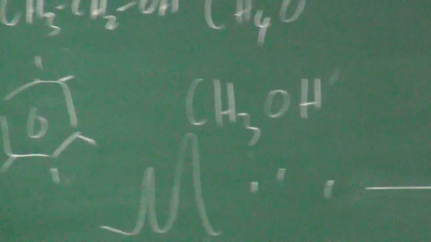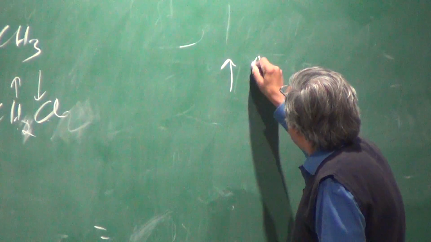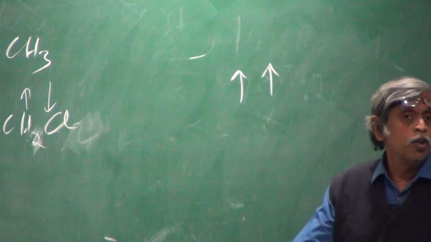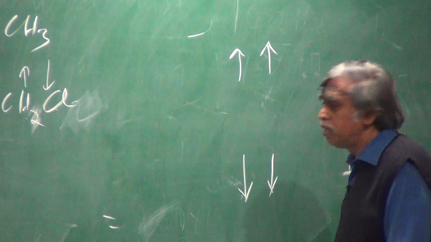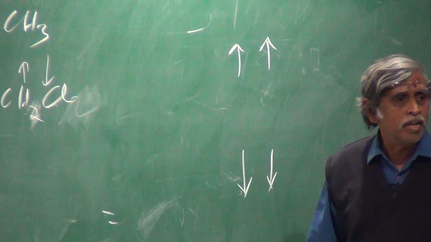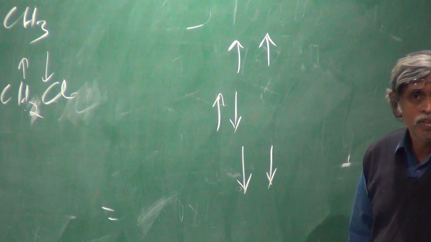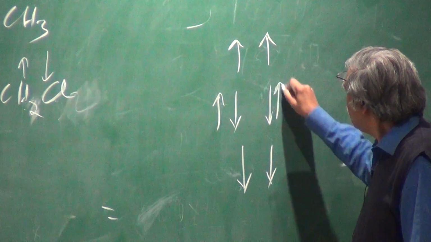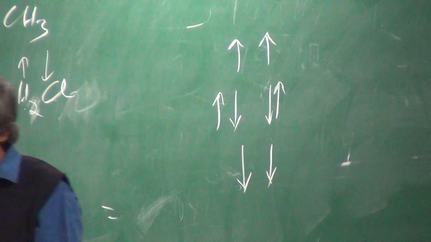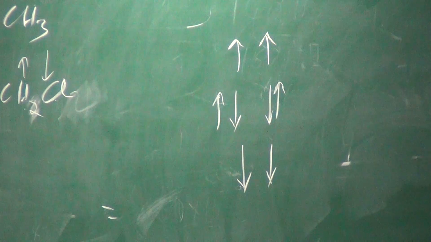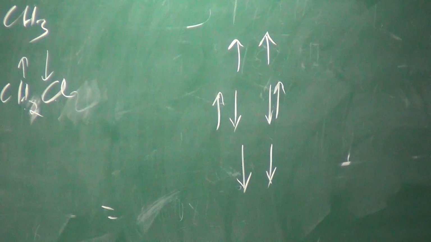There are two protons. What are the various possibilities you can have? Both are up and up. In some molecules they are up and up. In some other molecules they are down and down. And what's the third possibility? One up, one down, or one down, one up. These two are same, but they are two distinct possibilities. They are same. We call them degenerate possibilities. So how many distinct possibilities do we have?